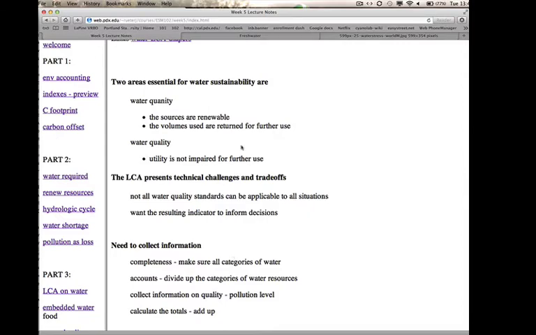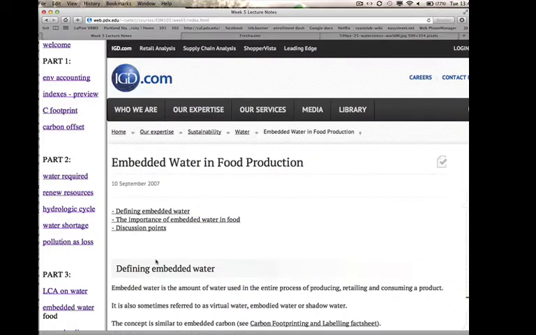So when we do that, we're looking at the water quantity, what are the sources and how much is needed, and then the water quality, so that sometimes after it's used, it's degraded so much that it can't be used for other things. And one of the things you're going to see about this life cycle analysis is that not all the water quality standards are the same or applicable in all situations. So it's context dependent, just like most of our environmental approaches. So first, let's look at the water that's embedded in food.